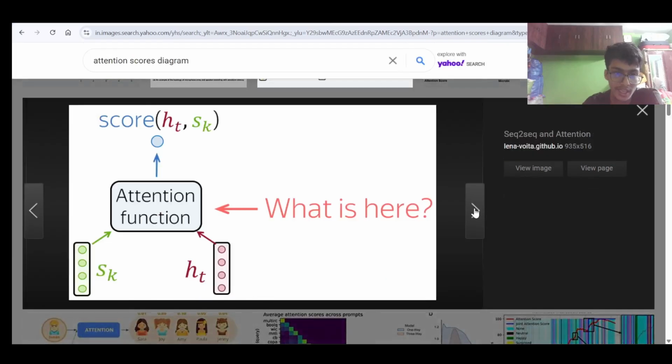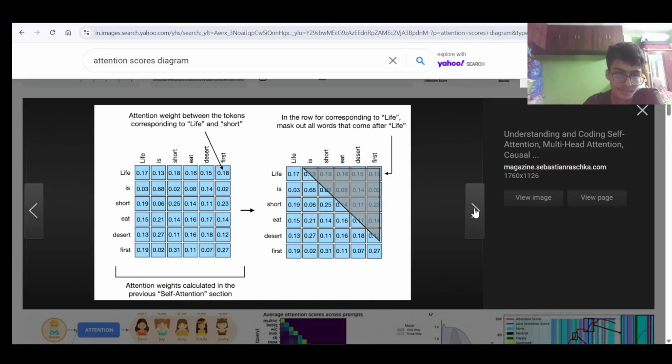I wanted an easy diagram for this. If you see the attention between the tokens "life" and "short", look at this: "life" first is high, "short" also high. This means that these words have a higher contextual relationship.